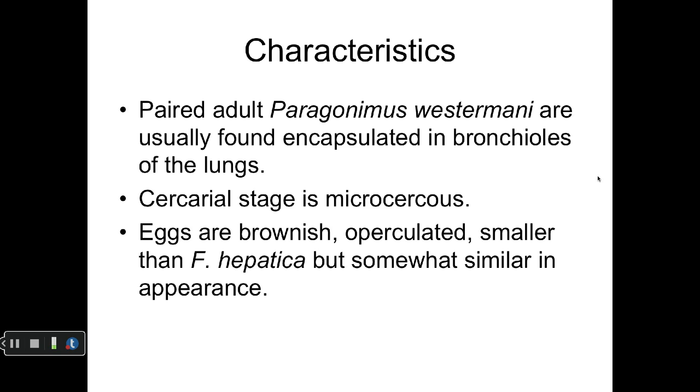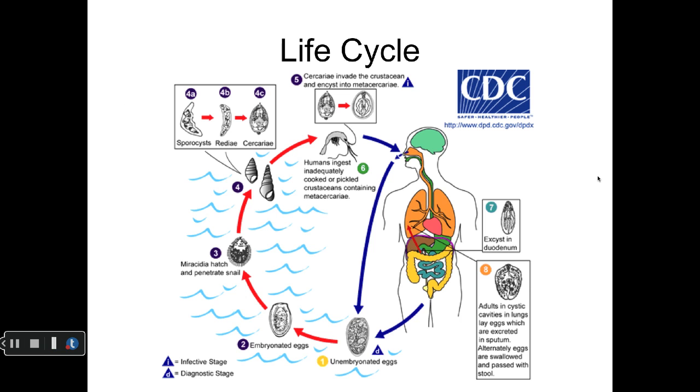In the life cycle of Paragonimus westermani, the cercarial stage is the microcercous. If you remember, those cercariae have a very small tail, and they also have a stylet that extends from the anterior portion of the cercaria, and that's going to help them get into their intermediate hosts, the crustacea like crabs and crayfish. If you recall from the picture of the egg, it's brownish, operculated, smaller than Fasciola hepatica, but maybe somewhat similar in appearance. It does have sort of a flatter operculum.